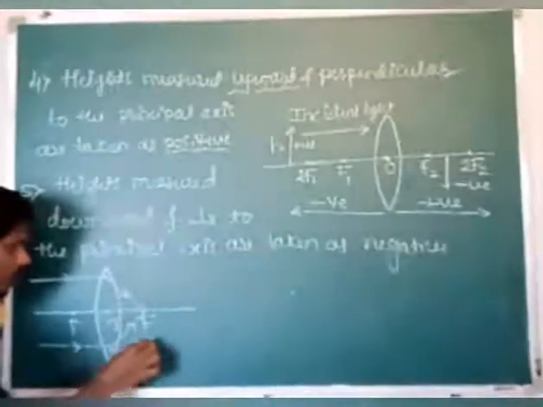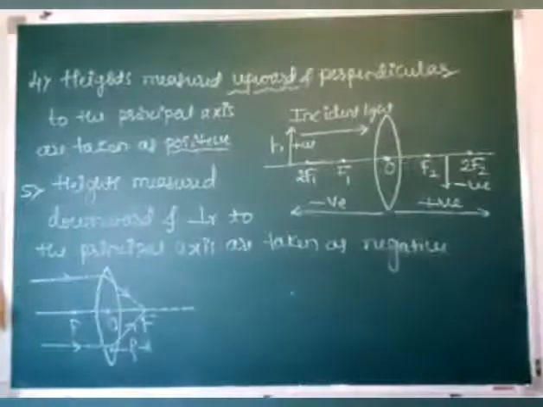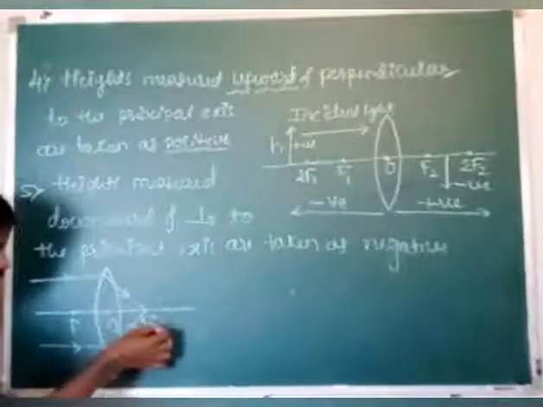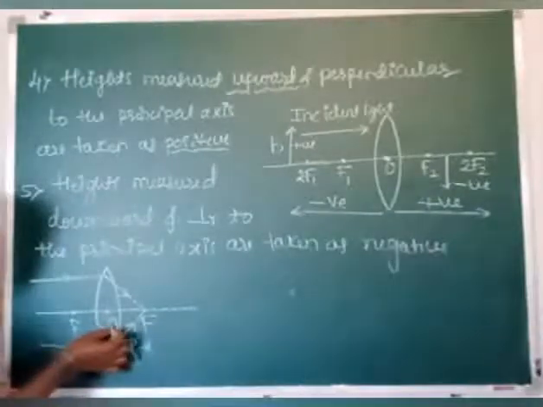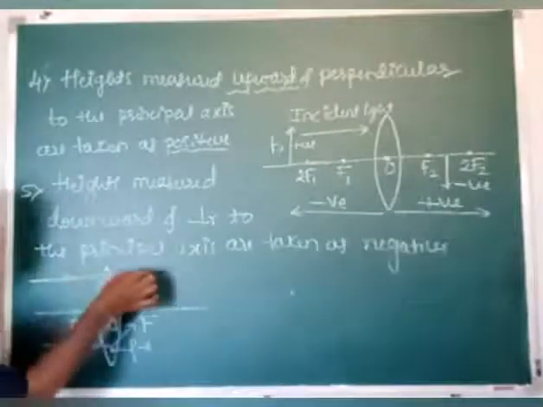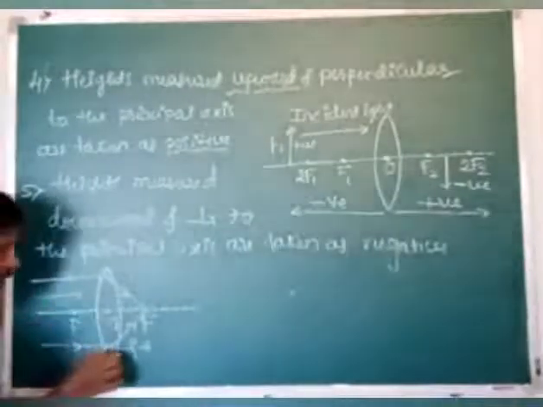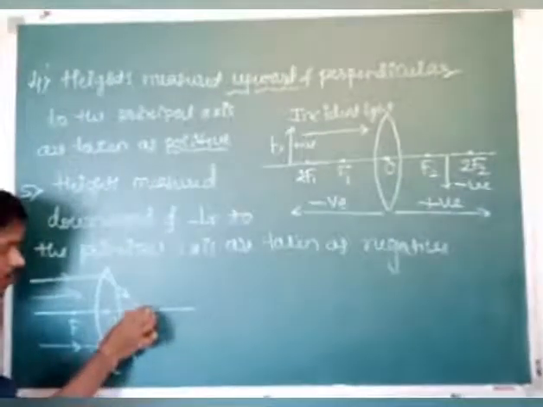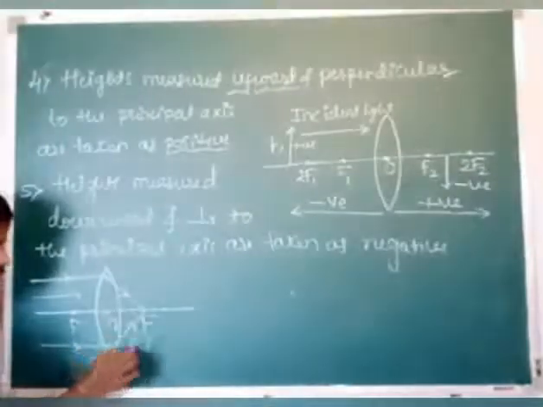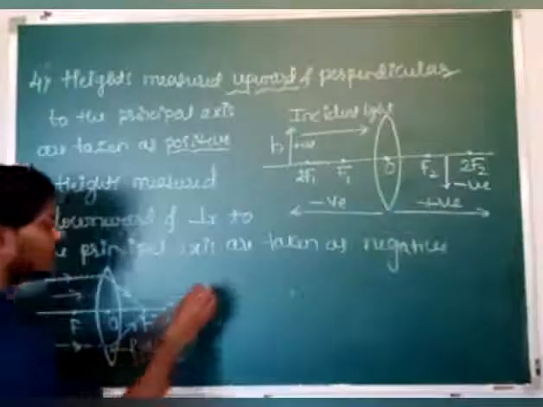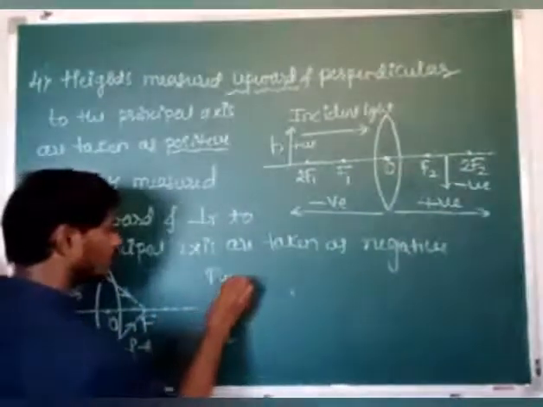Here, the focal length can be taken as positive. Why is the focal length taken as positive? Because the distance of the principal focus from the optical center is measured in the direction of incident light. It is the direction of incident light, and it is the direction of the measurement of the distance of F from O. So both are in the same direction. That is why the focal length of the convex lens is positive.